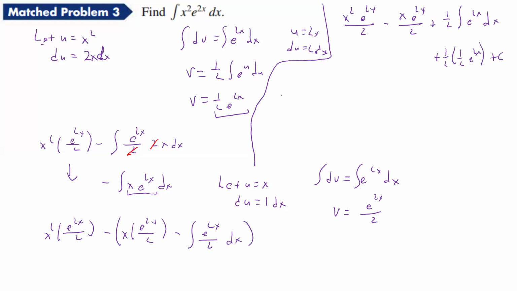And so our whole thing then becomes x squared e to the 2x over 2 minus x e to the 2x over 2 plus, and now we have 1/4, and then we have e to the 2x and plus c. Okay, so that's the whole thing.